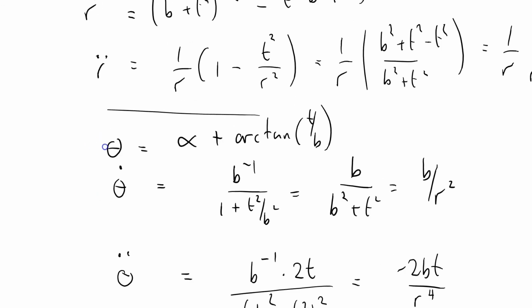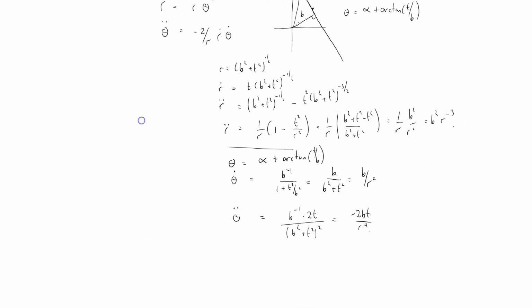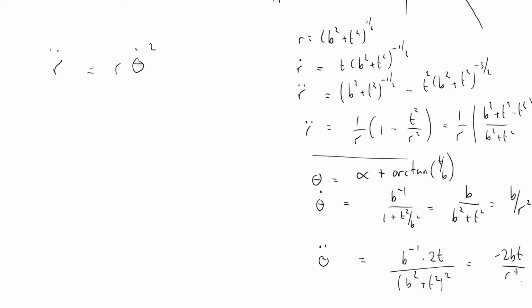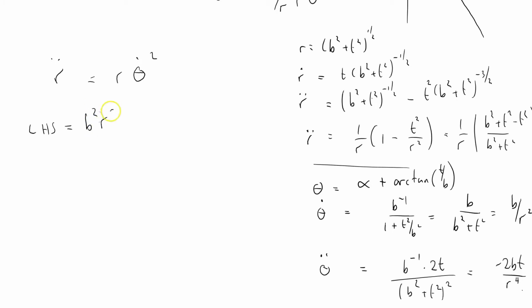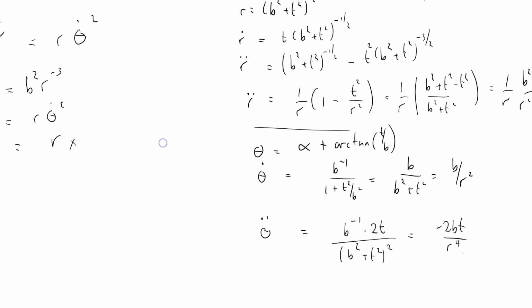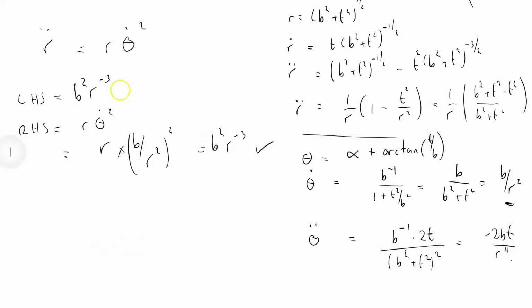Okay, so what are my equations? Well, I've forgotten what my equations are now. Here they are. We're looking to verify that r double dot equals r theta dot squared. I'll do that one first. The left-hand side equals r double dot, which is this thing here, b squared r to the minus 3, and the right-hand side equals r times theta dot squared, which is r times b over r squared, squared, equals b squared r to the minus 3. Check, because they match up.